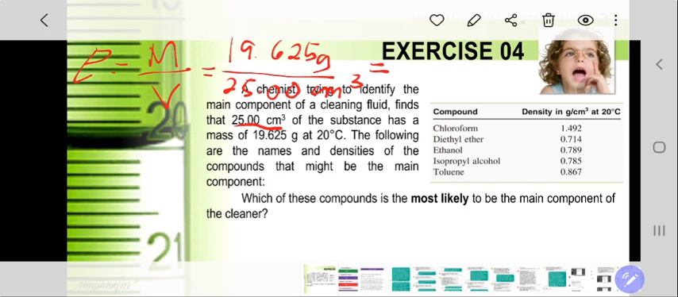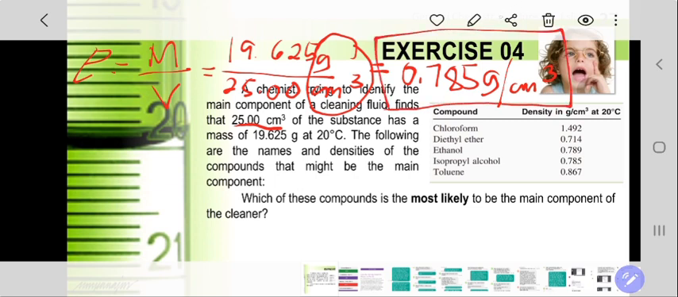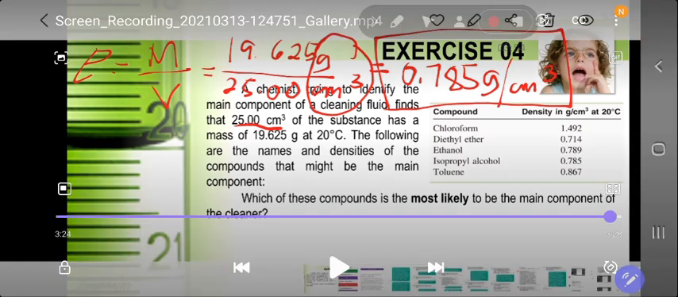So, sa calculator natin, 19.625 divided by 25 equals 0.785. So, anong unit natin? Gram per cm cube. So, in short, this is the density of the compound that we are trying to find out. So, dyan sa binigay kong example ng computation, ang answer ng density natin is 0.785 gram per cm cube.